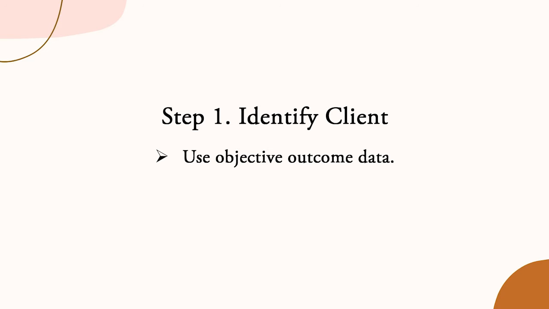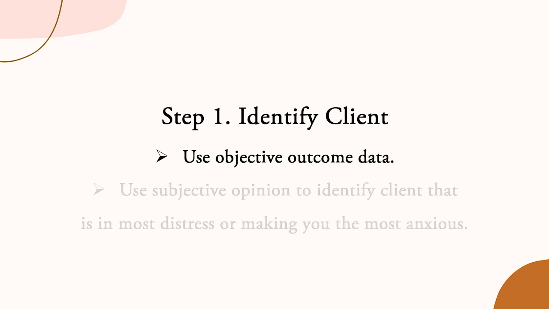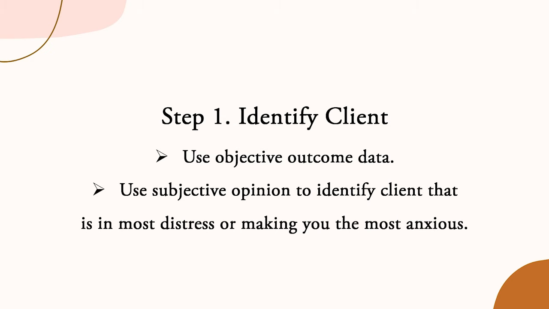In this step, we are really aiming for the client that is responding the least to therapy, your patient that is struggling the most. This is a person that is hard to identify. It's difficult for therapists to make a good guess of who this is. So what we really recommend is to use objective outcome data to help you with this. But if you don't have that, you can use your subjective opinion, or you can simply pick the client that makes you the most anxious.